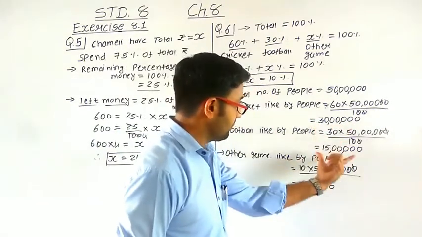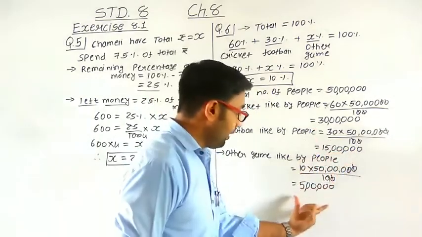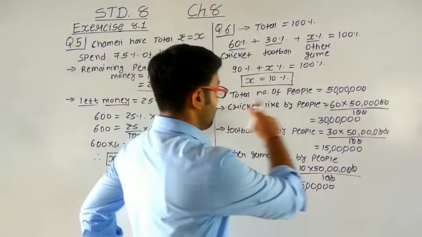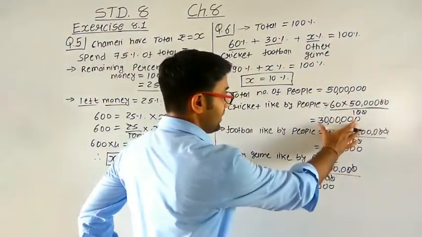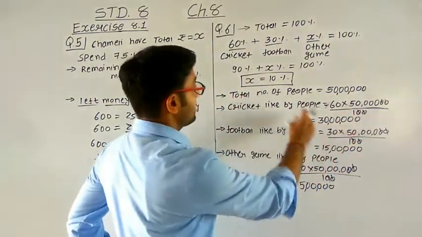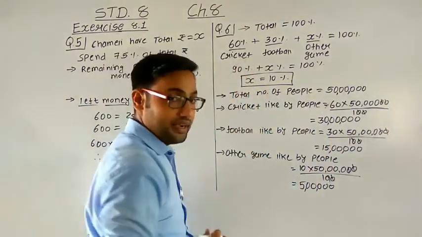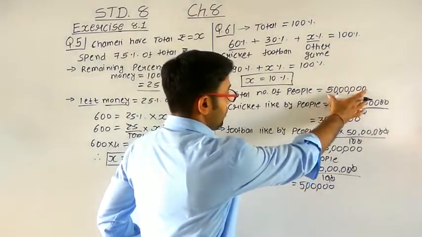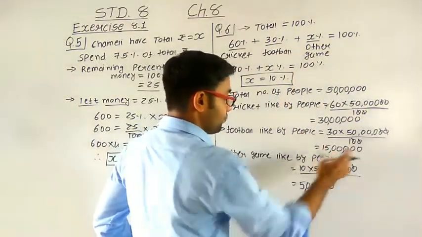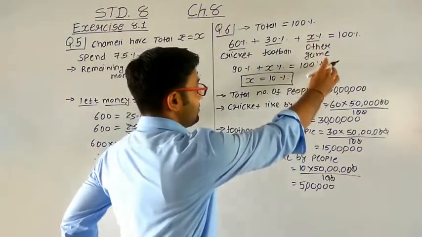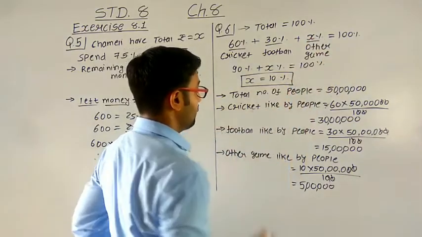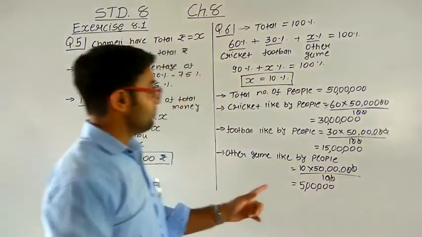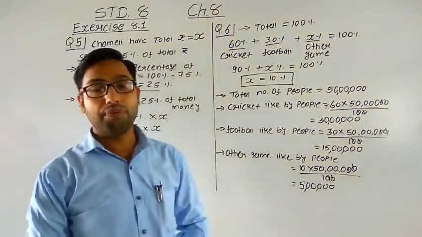So see, the total here is 30 lakh, here 15 lakh, and here 5 lakh. So total 30 plus 15 equals 45, and 45 plus 5 equals 50 lakh. Out of the total 50 lakh people, 30 lakh people, which is 60% of the total, like cricket. Football is liked by 30% of the total 50 lakh, and we get 15 lakh. And other games are liked by 10%, and the number of people we get is 5 lakh. So in this way we can solve this type of problem.